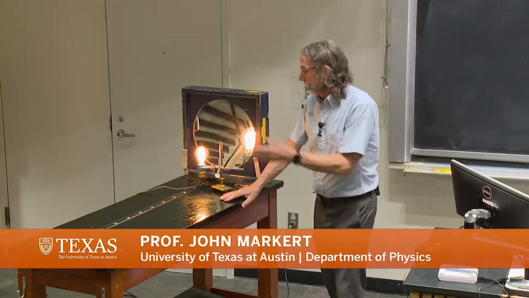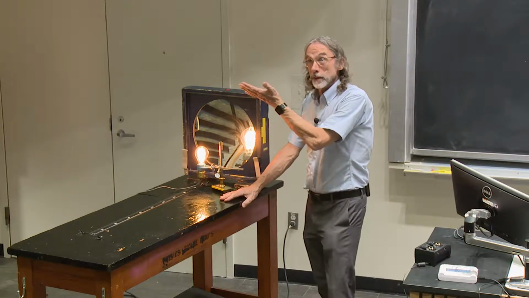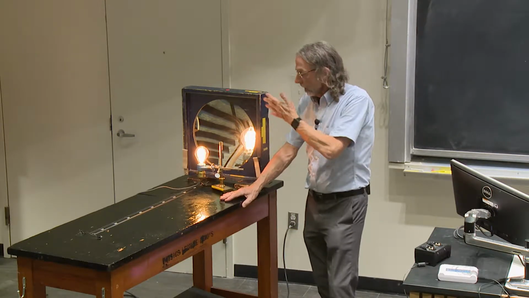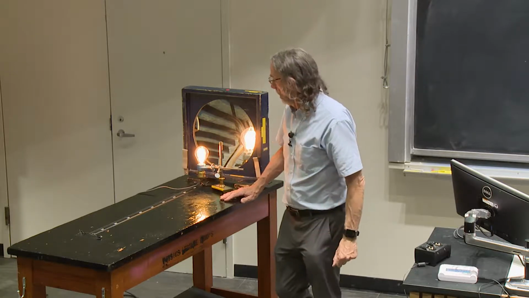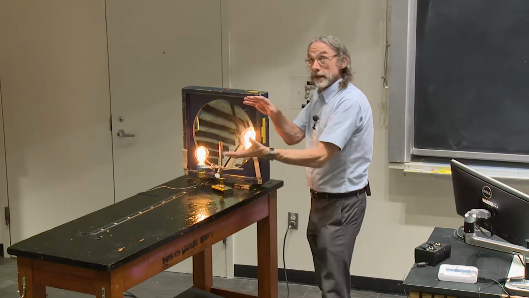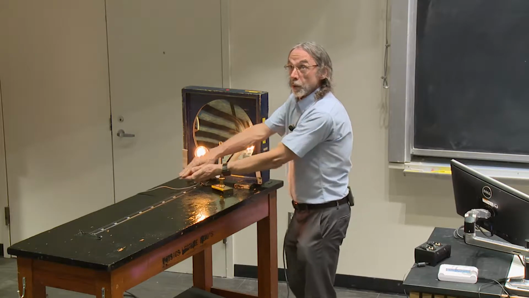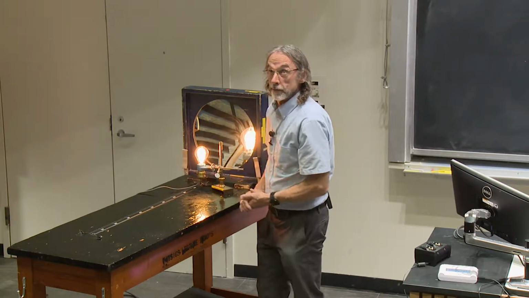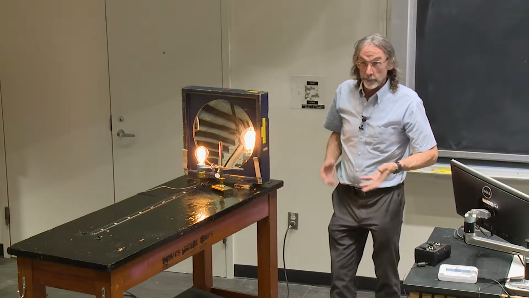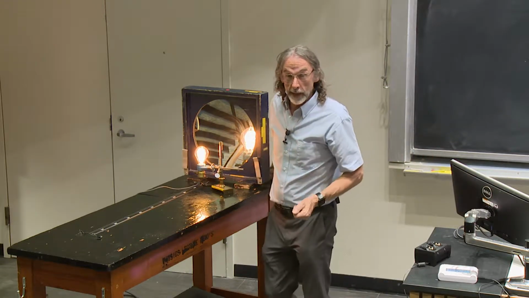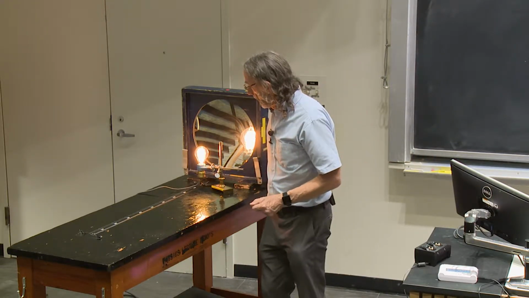Today I have a concave mirror, so we call that a positive focal length mirror or a converging mirror. Light that comes in parallel will converge at a focal point in front of that mirror, and then it will image things differently depending upon the location of the object. So let's take a look.